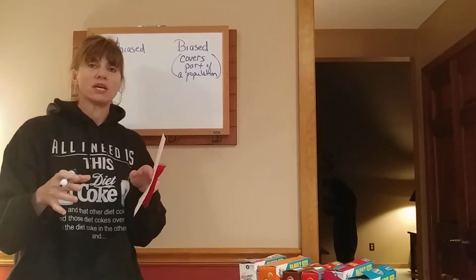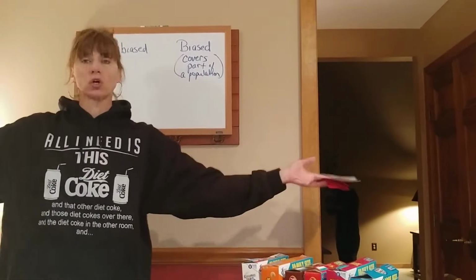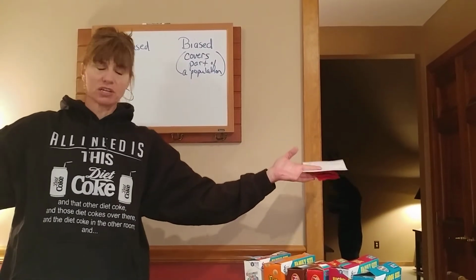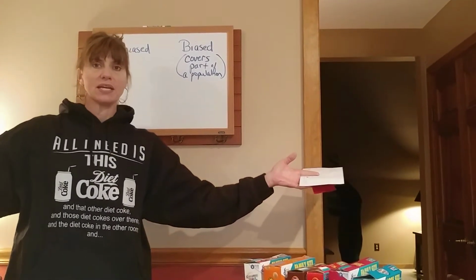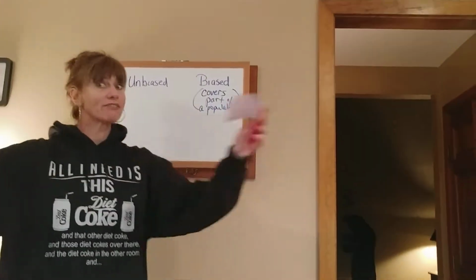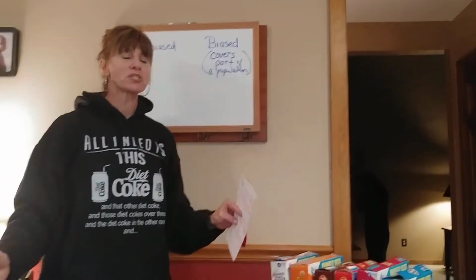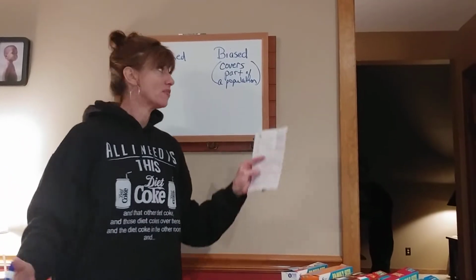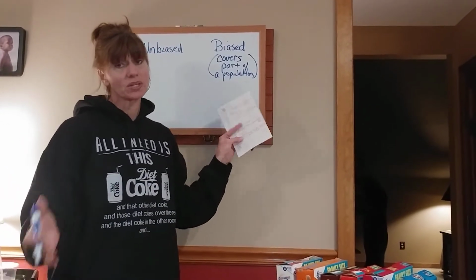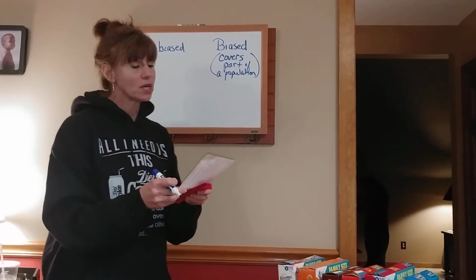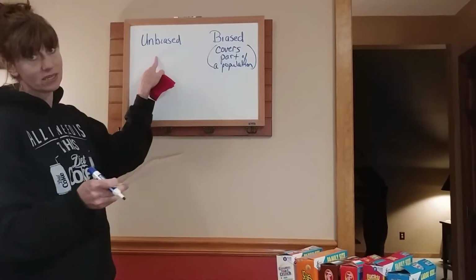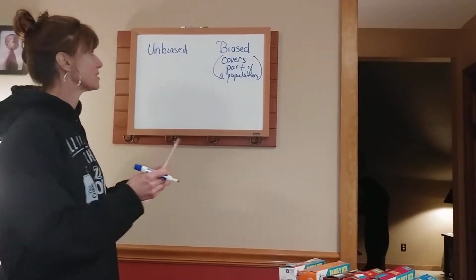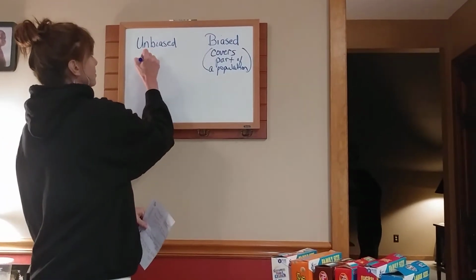So if I were to survey everyone in the whole world, what's your favorite kind of cereal, then it's not biased because I'm covering everyone. But if I was to only survey a sixth grade classroom, then it is biased because it's only covering a certain kind of people. Okay, so then an unbiased population represents an entire population.